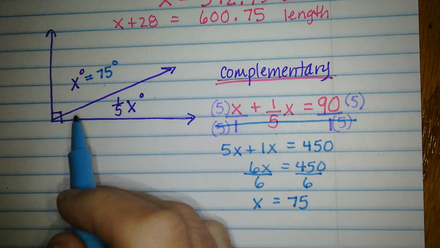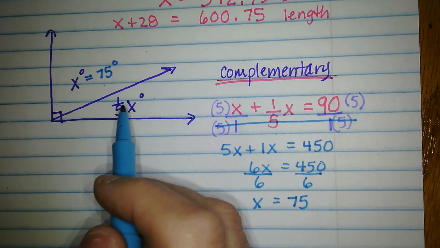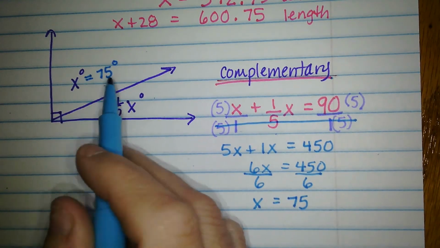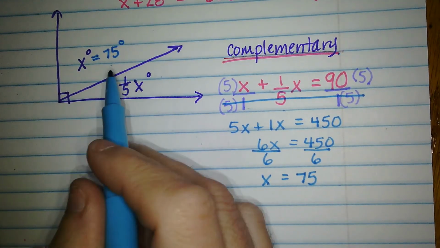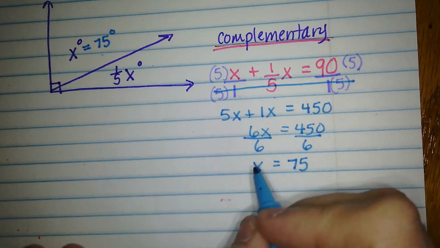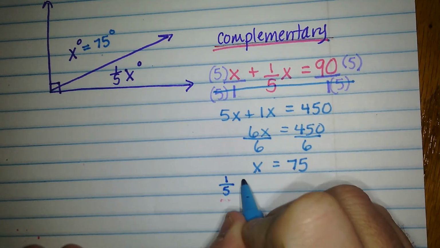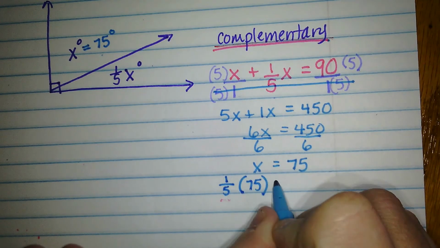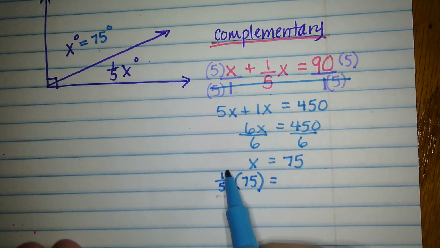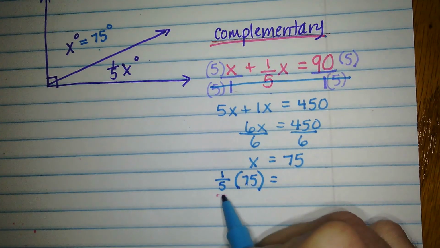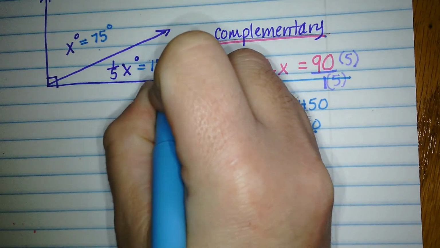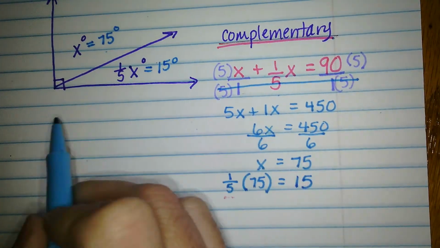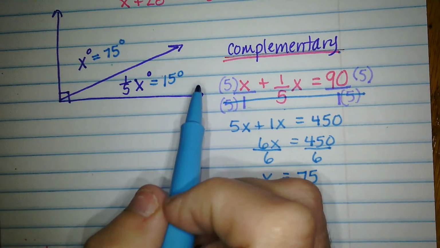Now, we know that these two have to add to 90. So this one we need to anticipate to be 15, because 75 and 15 give us 90. But to double check to make sure we do it right, you're going to take 1/5 times 75. So remember to do that, we do 1 times 75 divided by 5. And when you do 1 times 75 divided by 5, you do get 15. And 75 plus 15 gives us a 90, and we have both angle measures.